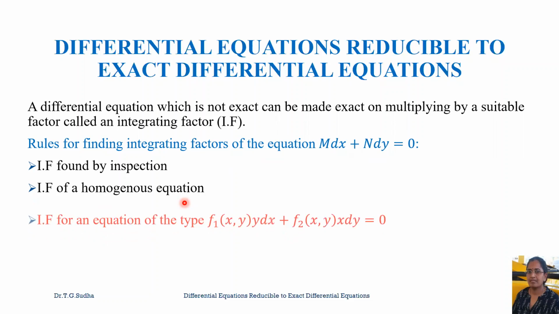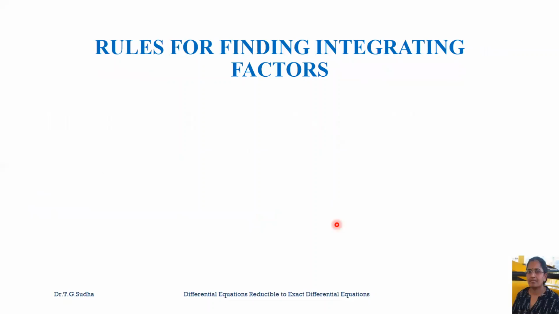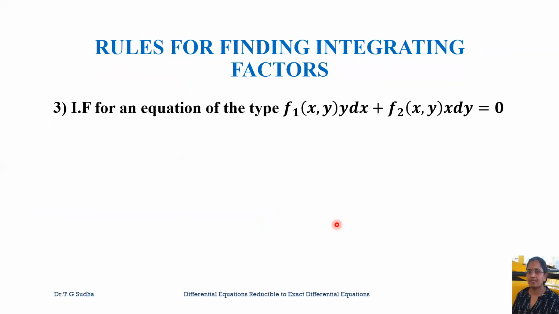In this session, let us discuss the integrating factor for an equation of the type f1(x, y) y dx + f2(x, y) x dy = 0. Let us find the rule for finding an integrating factor for an equation of the type f1(x, y) y dx + f2(x, y) x dy = 0.